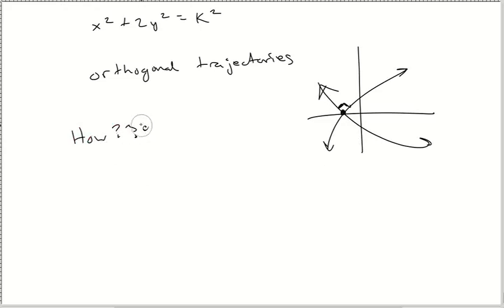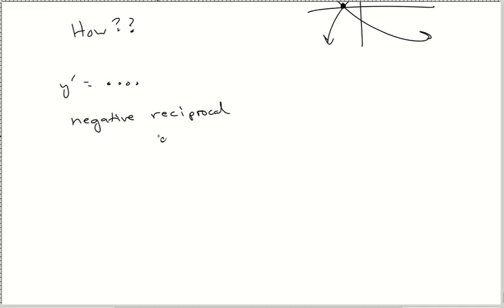There's a formula, actually. And so I'm going to say you find y prime, and then you take the negative reciprocal. Negative reciprocal. This is the key here, negative reciprocal, and then you solve again.